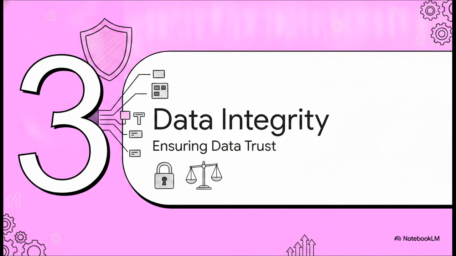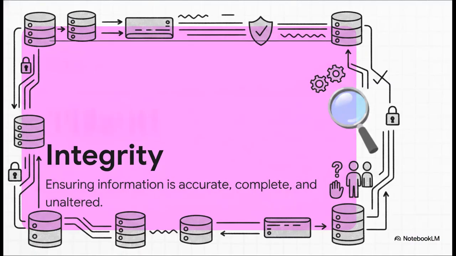Section 3, integrity, ensuring data trust. So, while integrity failures might be a bit subtler and less headline-grabbing than confidentiality breaches, they are just as damaging. Integrity means ensuring that information is accurate, complete, and hasn't been tampered with. We want to anchor this pillar to a direct question. Can I trust that this data hasn't been changed by someone who shouldn't have?